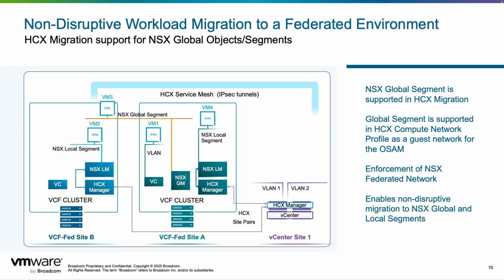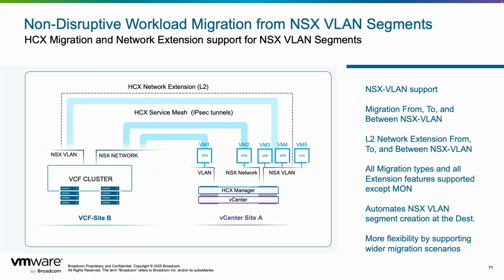And lastly, we're also introducing support for NSX VLAN segments with HCX, significantly increasing your migration flexibility. This enhancement allows you to seamlessly migrate workloads from, to, and between NSX VLAN segments. So if you're already an NSX shop utilizing NSX VLAN, you can now move your workloads from that network without changing network topology. This also provides customer flexibility to non-disruptively migrate workloads from NSX VLAN-backed networks to VPC, NSX network overlays, or NSX VLAN or NSX VLAN DVPGs.